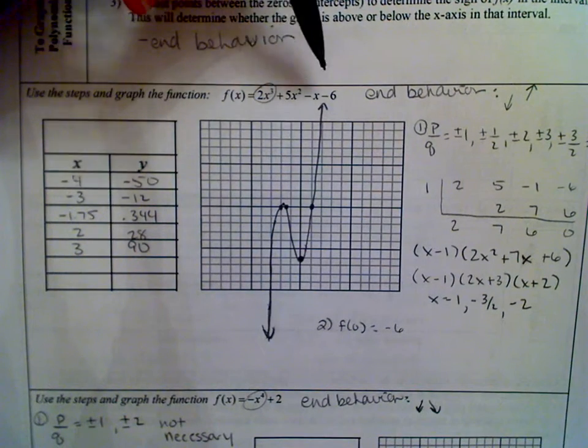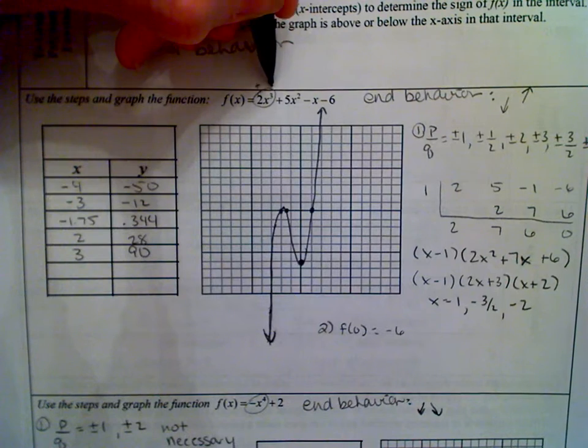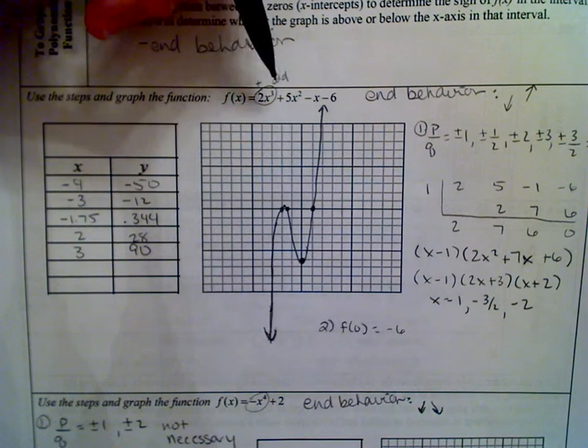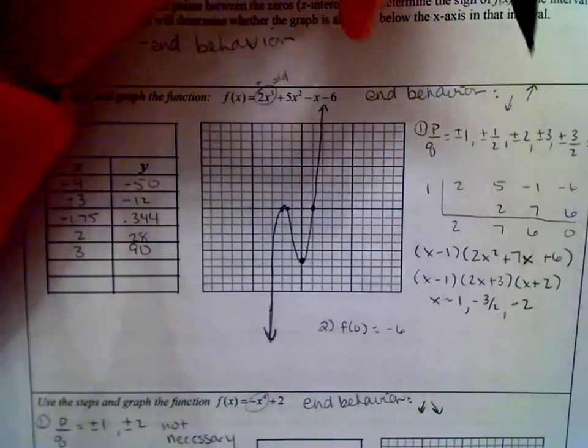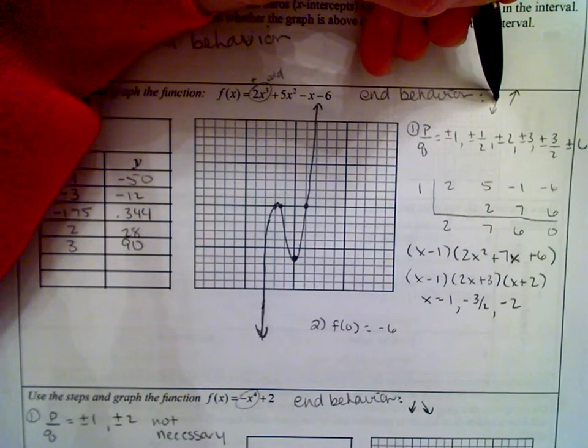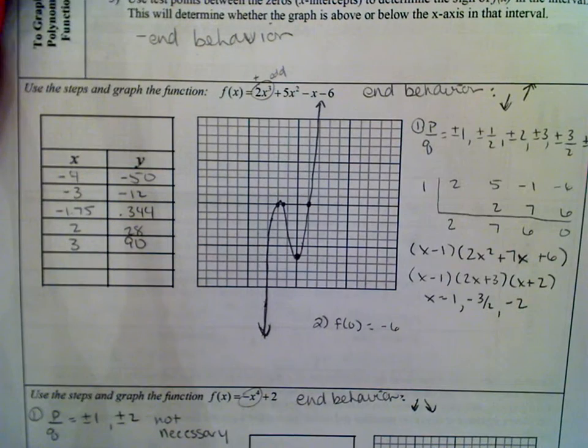And the first thing I did is I looked at my lead coefficient, which is positive, and my degree, which is odd. Well, if I have a lead coefficient that's positive with an odd degree, what that's telling me is my ends are going to look like this. Going to the left, it will be going down, and going to the right, it will be going up. So I know that's what my ends should do.